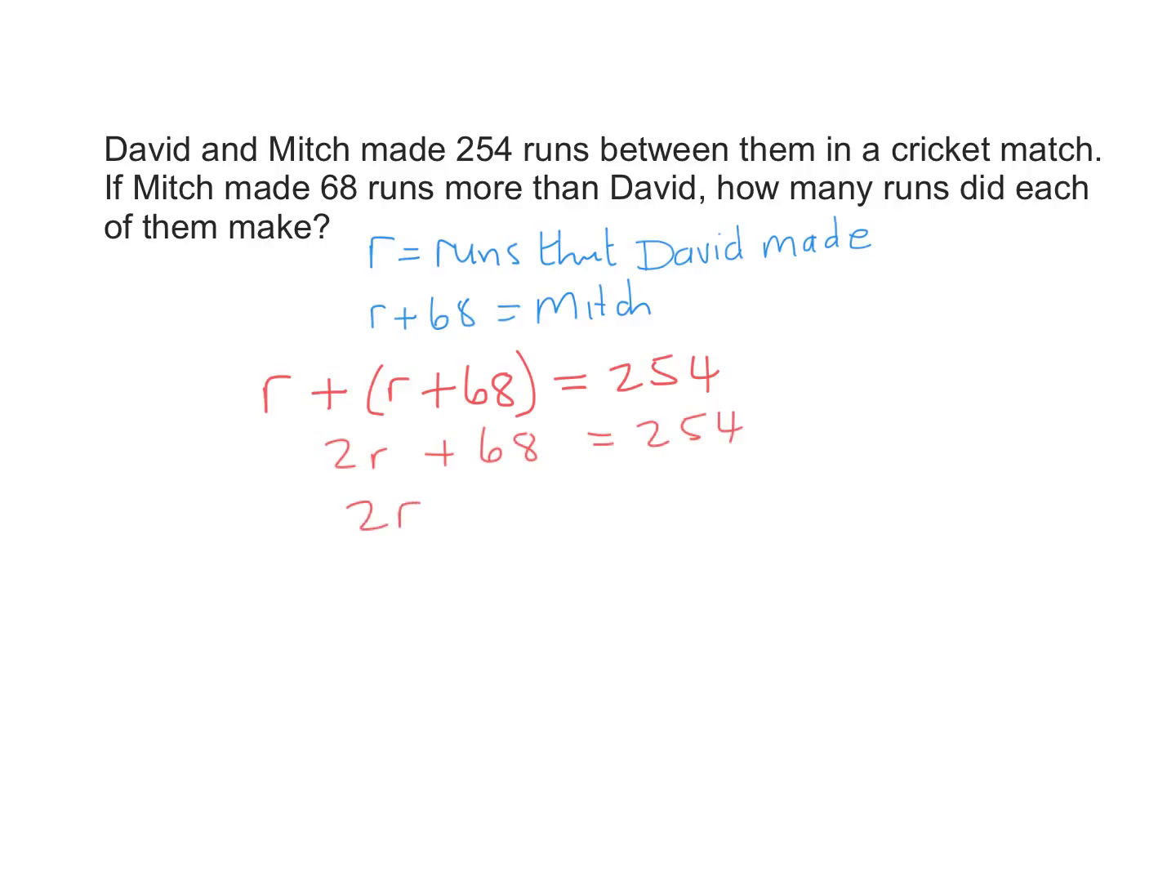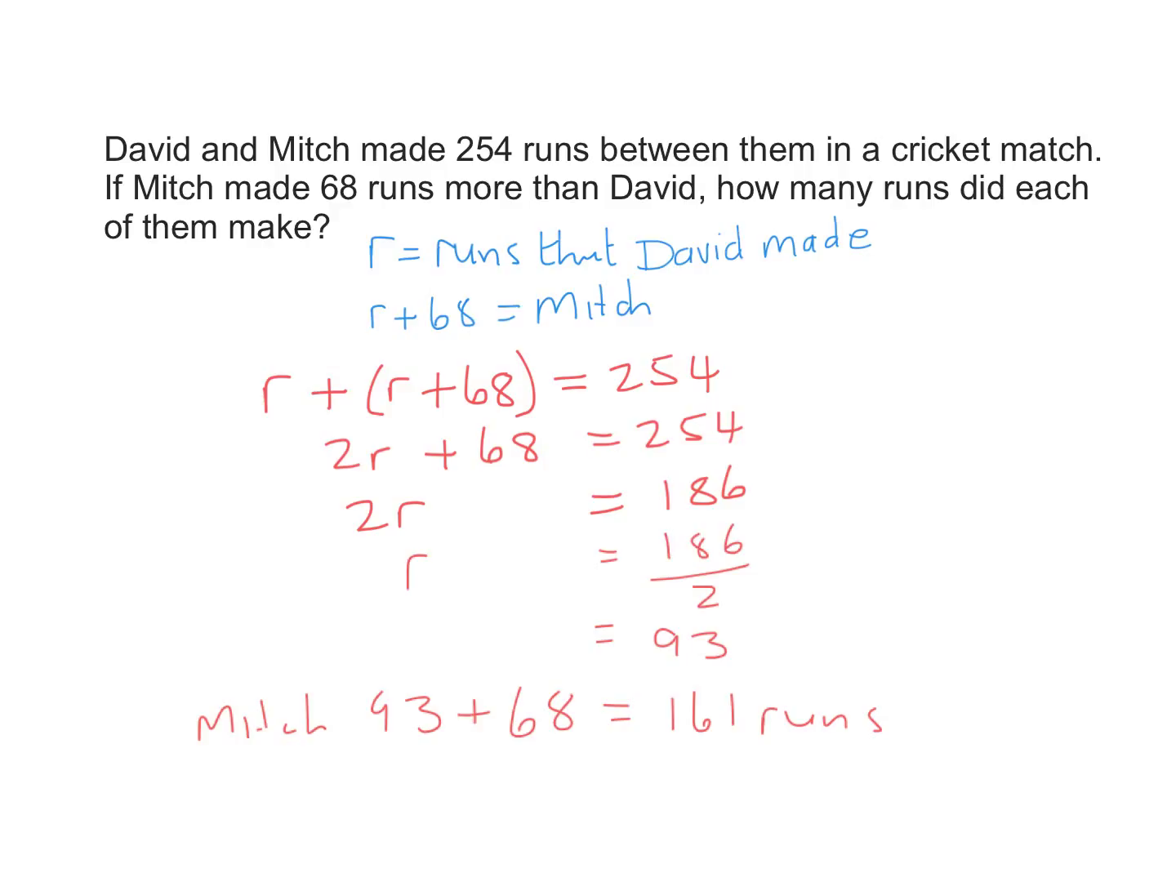So 2R equals 186, because that would be 254 minus the 68. Therefore runs would be 186 divided by 2. Therefore David would make 93 runs, but we need to remember that Mitch scored 68 runs more. So he would have 93 plus the 68, giving him 161 runs.